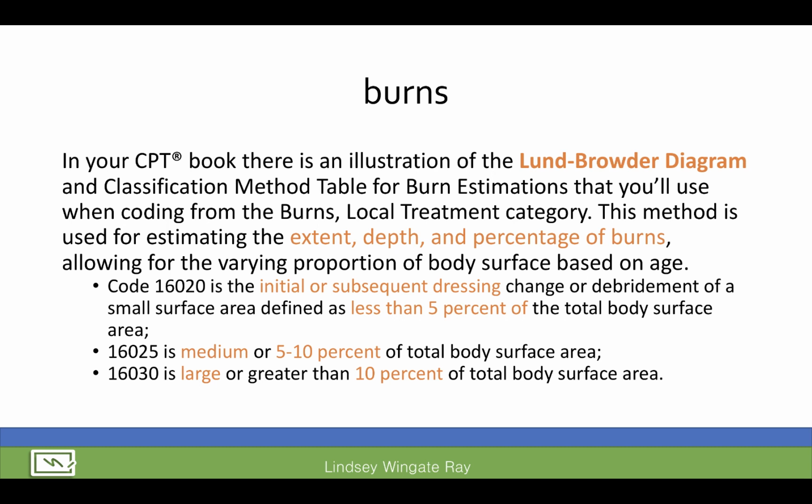Code 16020 is for the initial or subsequent dressing, change, or debridement of a small surface area, defined as less than 5% of the total body surface area. 16025 is medium, or 5 to 10% of the total body surface area. 16030 is large, or greater than 10% of total body surface area.